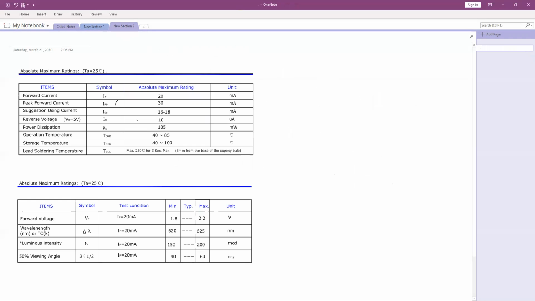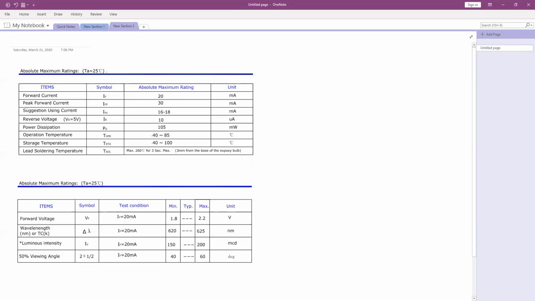And in the data sheet, there are a couple important things. So we have forward current, an absolute maximum rating in milliamps, 20 milliamps, so we don't want to exceed that. We don't want to exceed 30 milliamps for a peak current, so it can briefly get up to 30 milliamps but in general, we don't want to have more than 20.